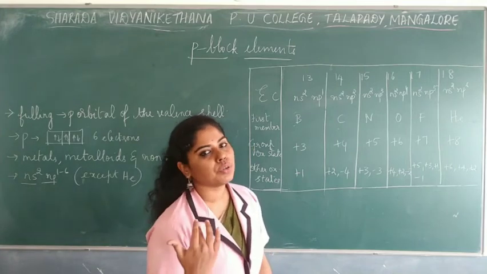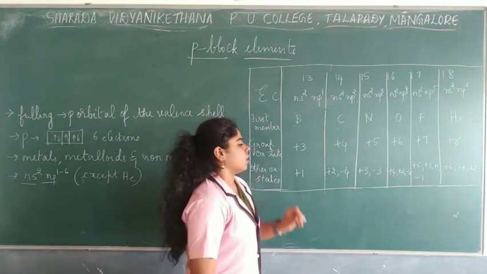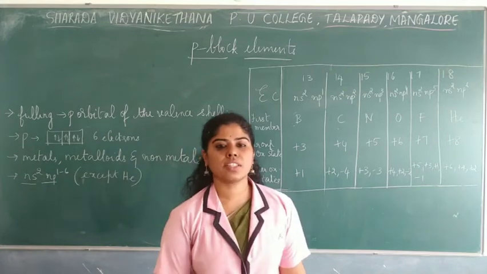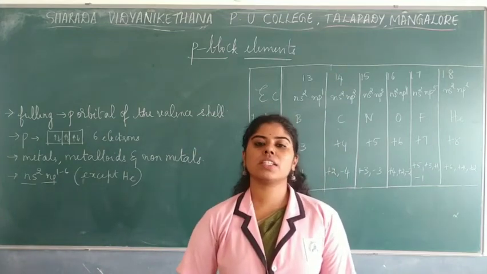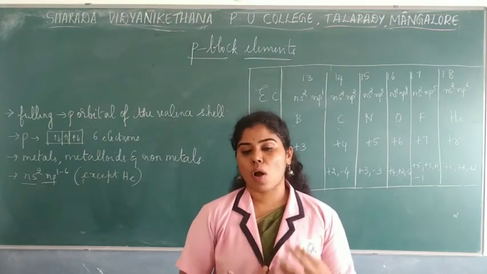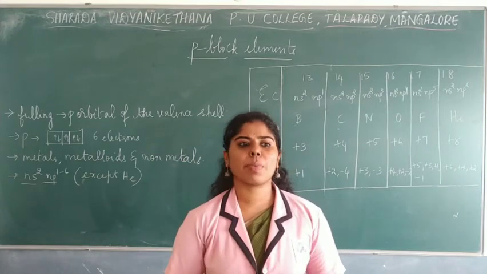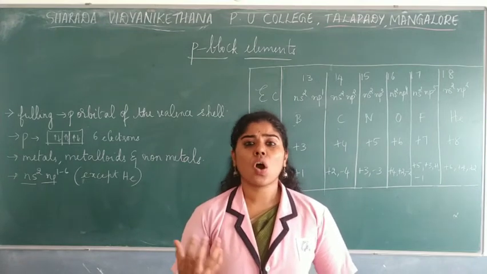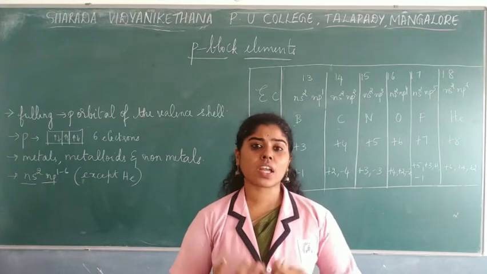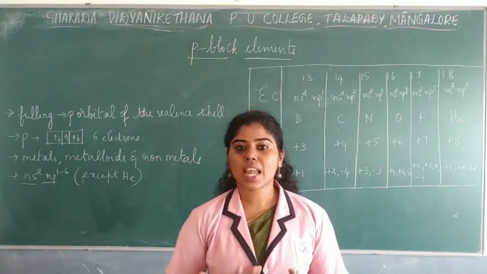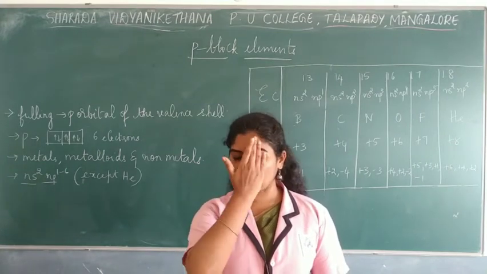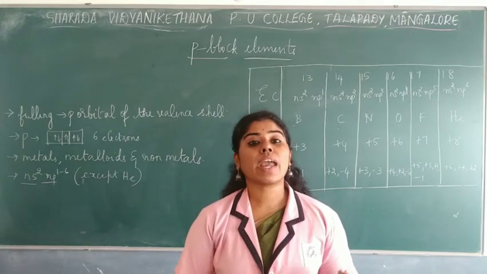Starting from 13 to 18. And you know, the oxidation state of all of these elements, and their physical properties, maybe if you take the ionization energy, or the values of electronegativity, or you're talking about the chemical properties, any of these properties for p block elements will usually be varying.